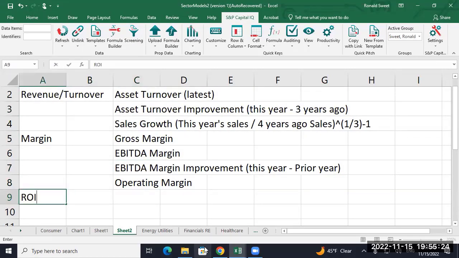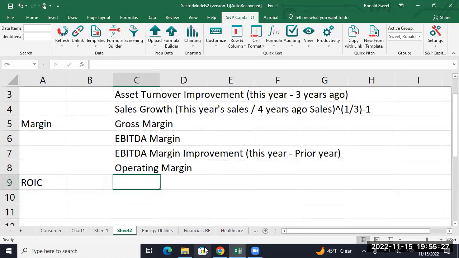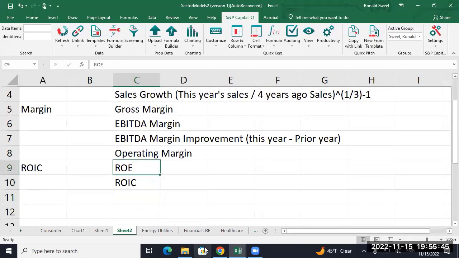You want something on return on invested capital. So here you can do ROE, or return on invested capital. I like to do EVA, but I don't think Capital IQ has EVA spread, because it's a fairly subjective number. So you can do that in Bloomberg, but you can't do that in Capital IQ. I'm pretty sure they have return on invested capital. Return on equity you have. You can do ROIC improvement as well, just this year versus a few years ago.